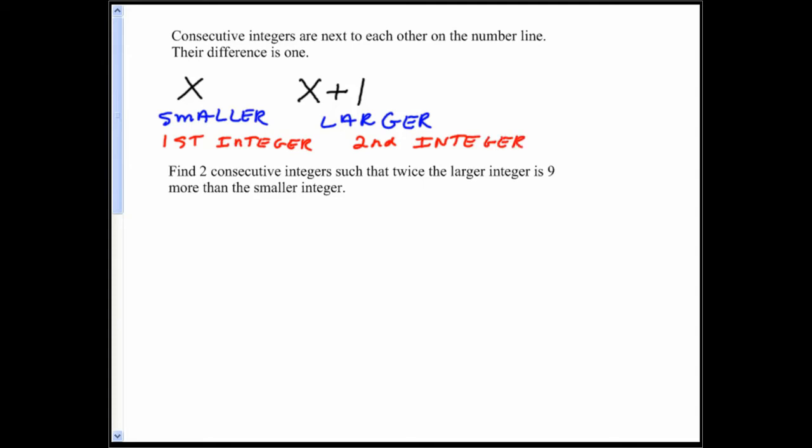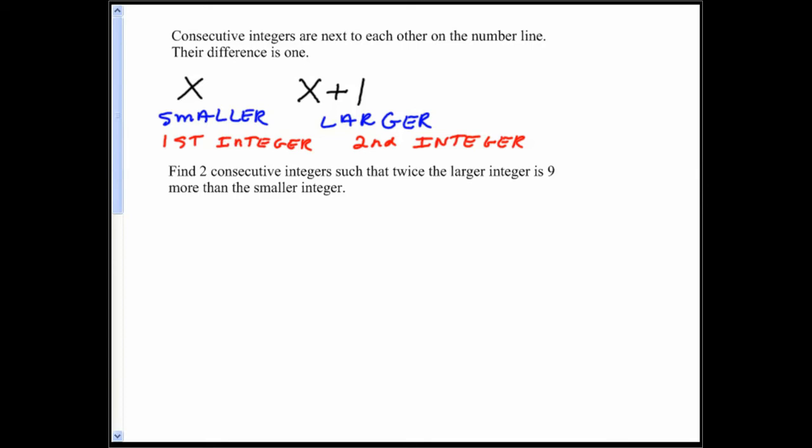Now, reading this word problem, it says find two consecutive integers such that twice the larger integer is 9 more than the smaller integer. So again, we've got some phrases that we need to pick out and create algebraic expressions. We'll use those to then create our equation. We know our unknown. Our unknown is x, the smaller integer or first integer, and x plus 1 is the larger or the second integer.